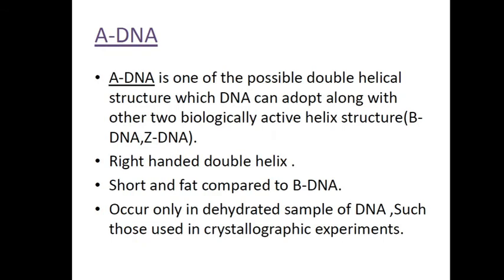Now the next variant of DNA is the A form of DNA. This A form of DNA, also simply known as A-DNA, is one of the possible double helical structures which DNA can adopt, along with the two other biological variants, that is the B and Z forms. These are right-handed double helix structures. This particular form is comparatively short and fat compared to B-DNA.